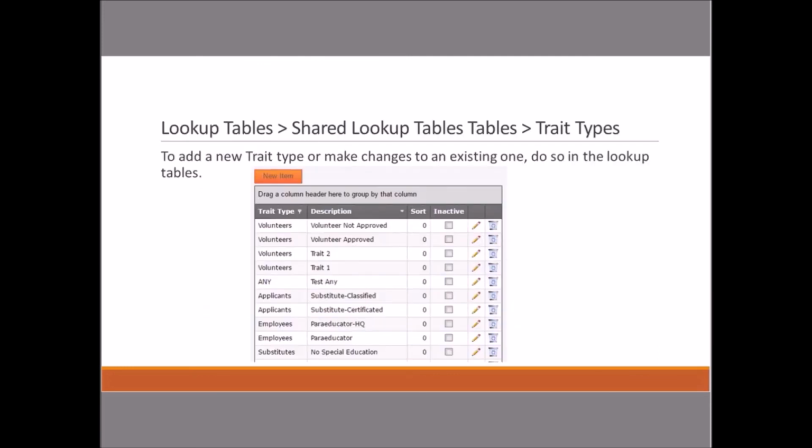Trait types. Trait types are also found in the shared lookup tables, and the table they're in is called trait types. And just like events, when I open it, I'm going to get a list and I'm going to see exactly which portal it belongs to. So volunteer, applicants, employees, any, subs, whatever. And I can add a sort. I can inactivate, click on the pencil, check that inactive button, save it. If there's no data in the system and I want it gone, I can delete it.